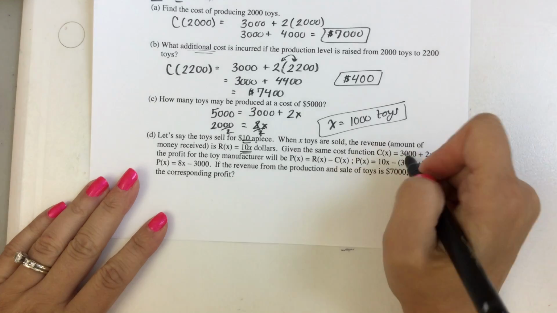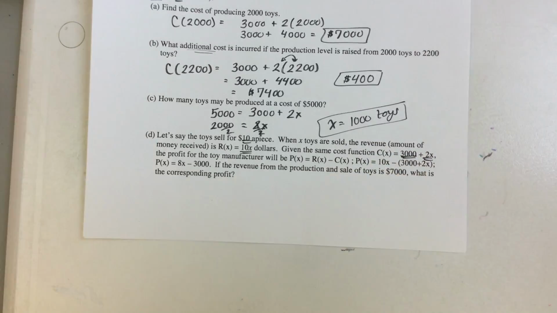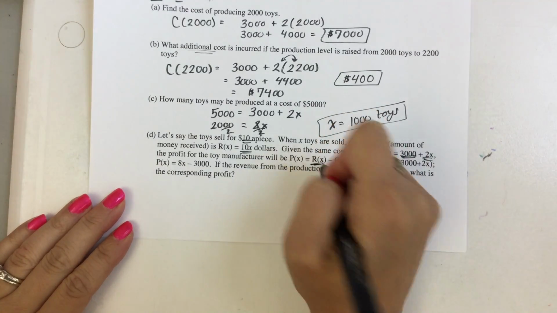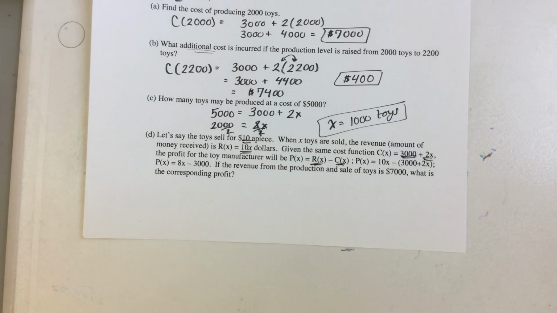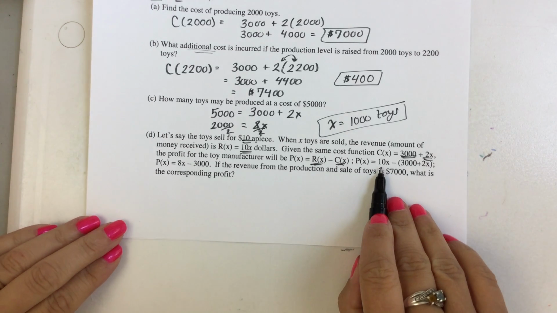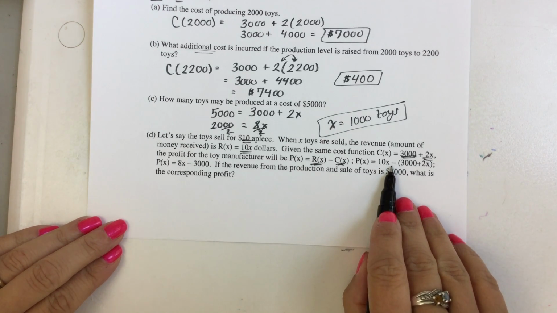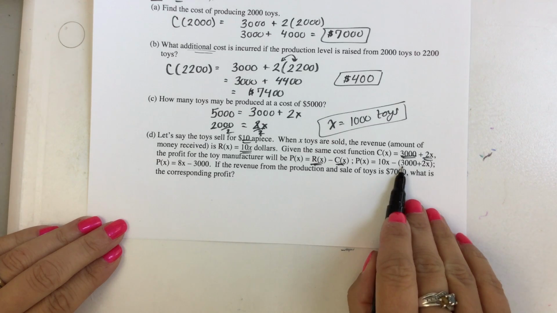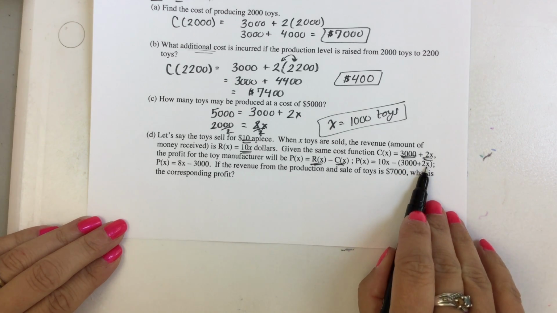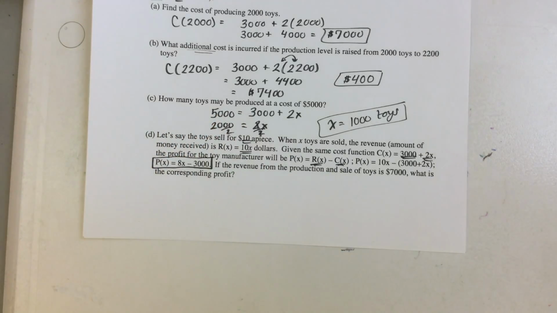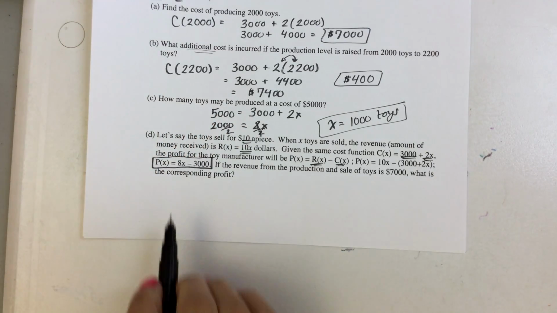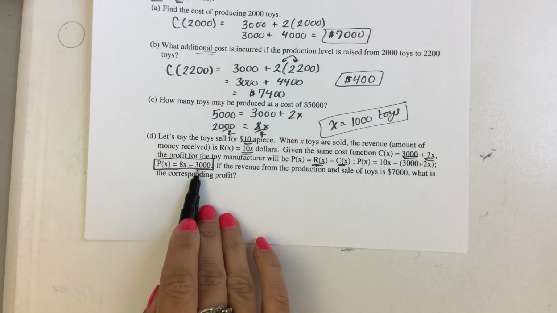Given the same cost function, 3,000 plus 2x, the profit for the toy manufacturer: profit is revenue, the money you collect, minus your costs. You pay your bills, and whatever you have left, that is called your profit. So here the revenue is 10x minus our cost, 3,000 plus 2x. What we end up with is a profit statement. How much money are you actually making that you can put in your pocket? Here's our profit, 8x minus 3,000.